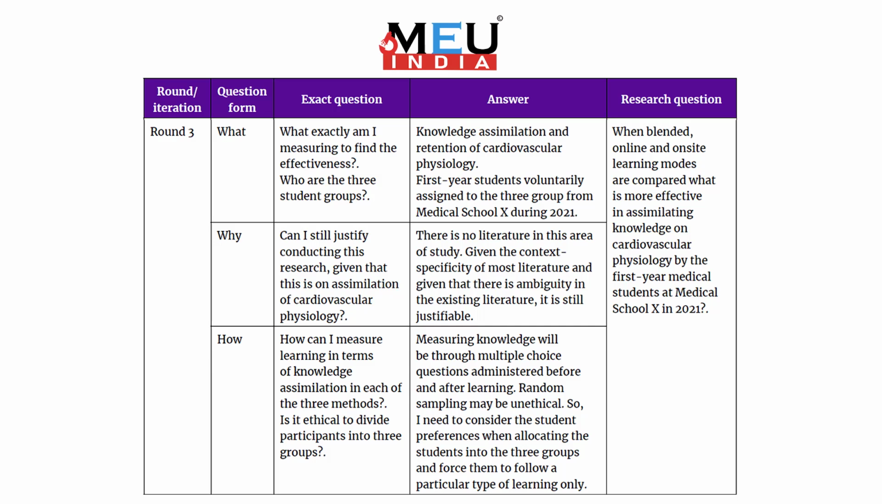Random sampling may be unethical. So I need to consider the student preferences when allocating the students into the three groups and force them to follow a particular type of learning only.